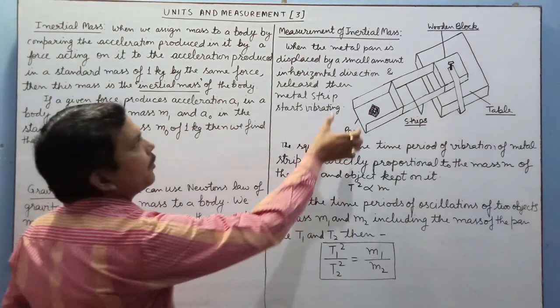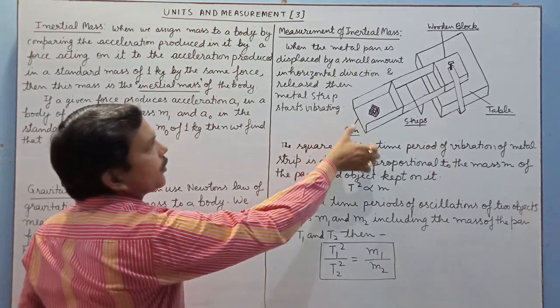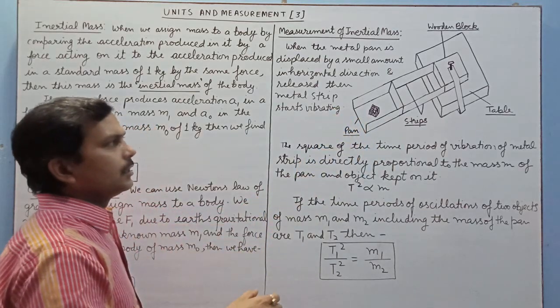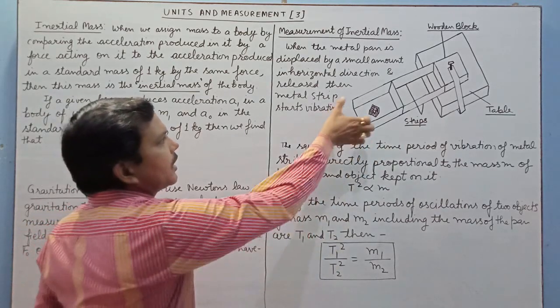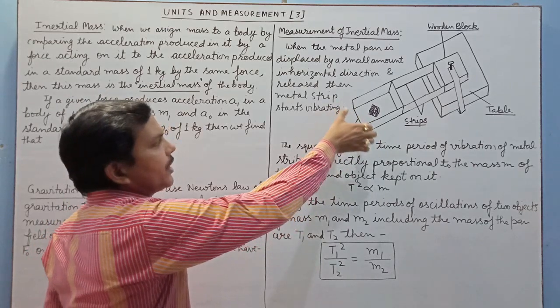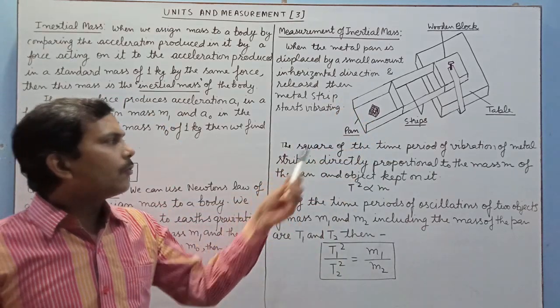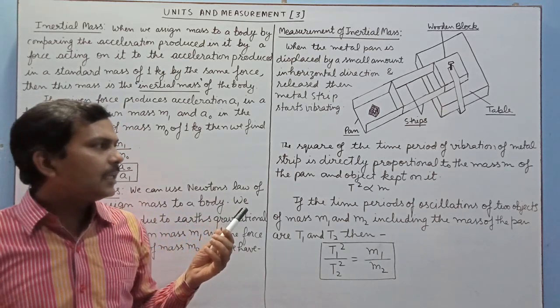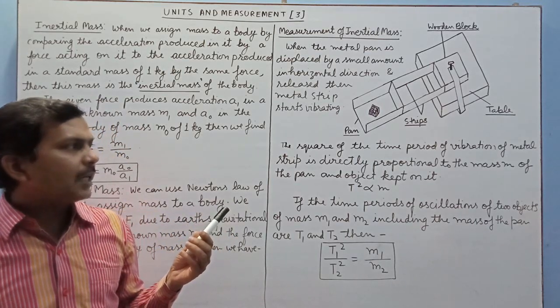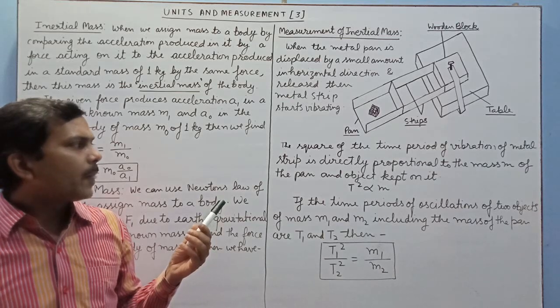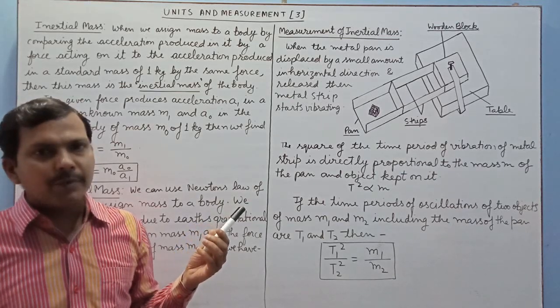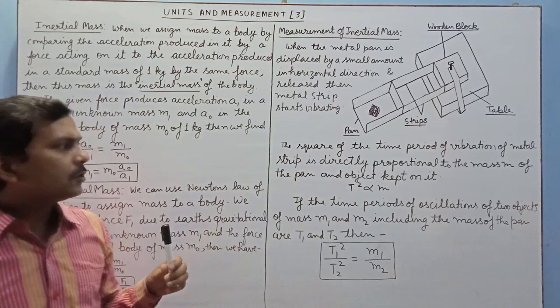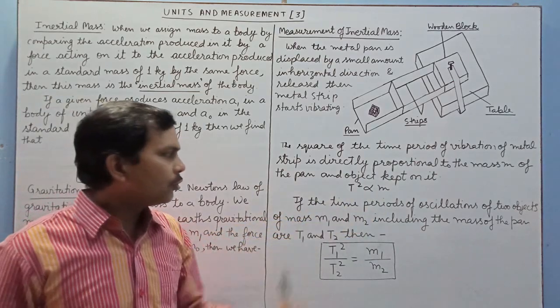When this pan is displaced by a small amount in the horizontal direction, then the metal strips start vibrating. The square of the time period of vibration of the metal strip is directly proportional to the mass m of the pan and the object kept on this pan. So T square is directly proportional to m.